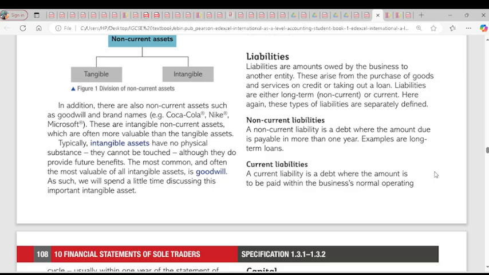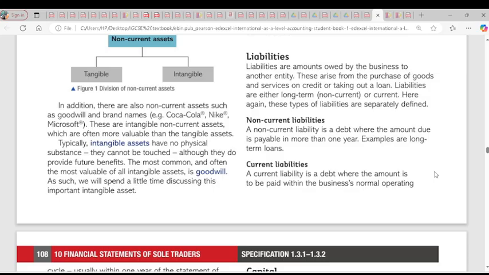Examples of current liabilities are trade payables. We're talking about our credit suppliers. We have to pay them within a year. Then we have the short-term loans. We call them short-term loans because they are repayable within a year. So an example of a short-term loan is a bank overdraft.